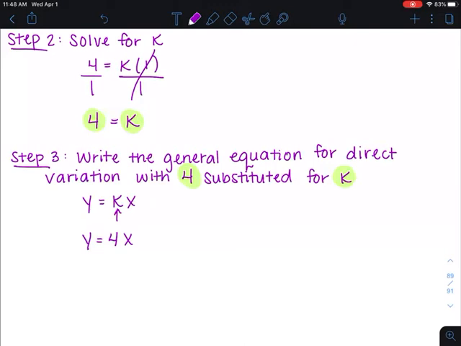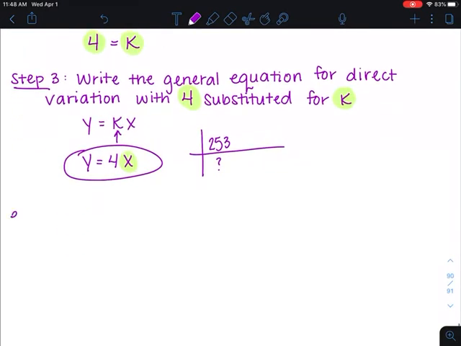So this goes back to that table where we can theoretically find any point with this direct variation. I can say if x was 253, what would y be? Well, I can plug in 253 as x and figure out what y would be. And now on my chart, I can say 253, and I can figure out what y is based off of this formula. Alrighty?